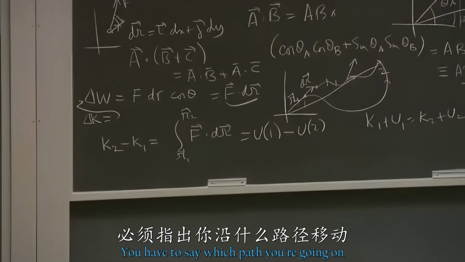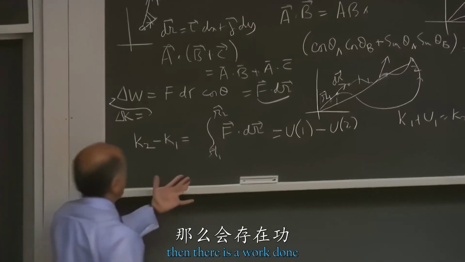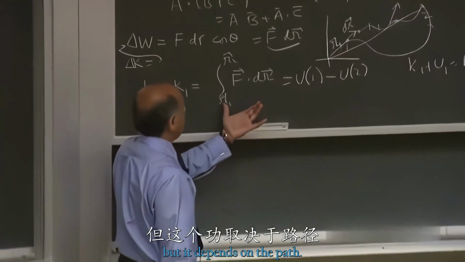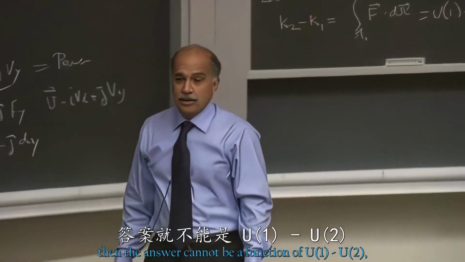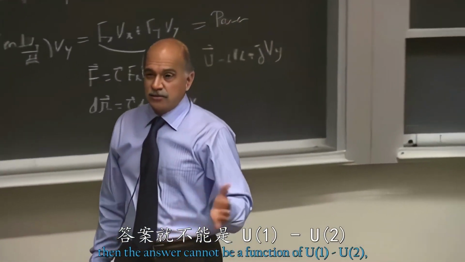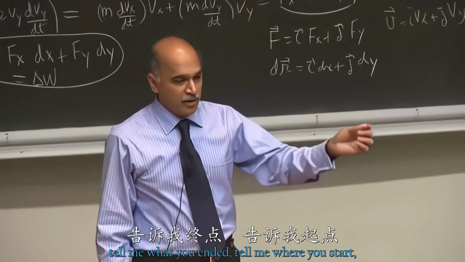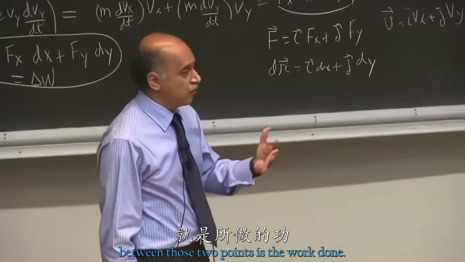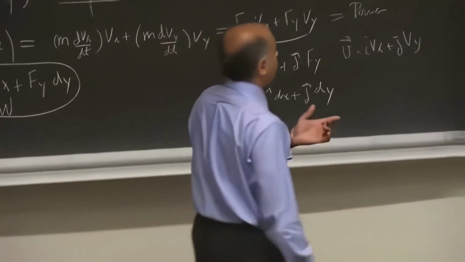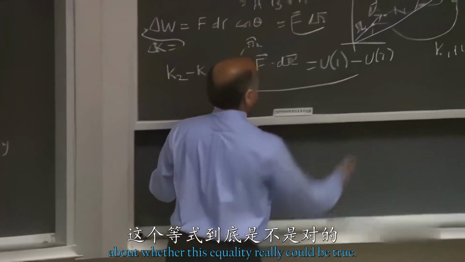You have to say which path you're going on, because if you only have 2 points, 1 and 2, then there is a work done, but it depends on the path. If the work depends on the path, then the answer cannot be a function of U1 minus U2. U1 minus U2 says, tell me where you ended, tell me where you started, and that difference of some function U between those 2 points is the work done. In other words, I'm asking you to think critically about whether this equality really could be true.